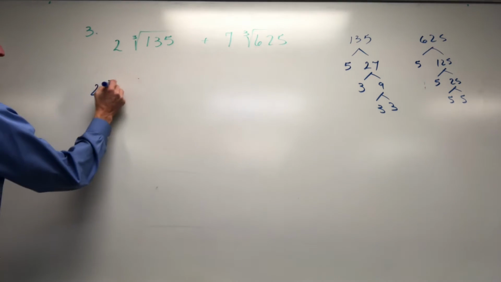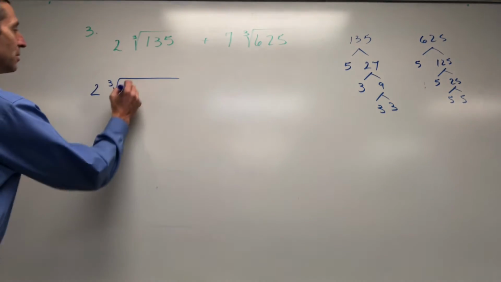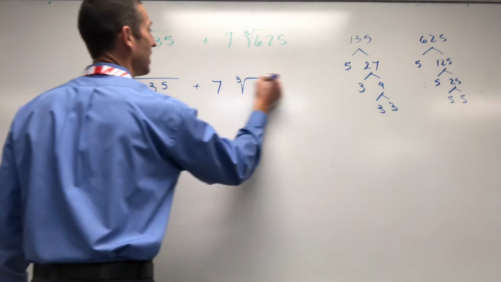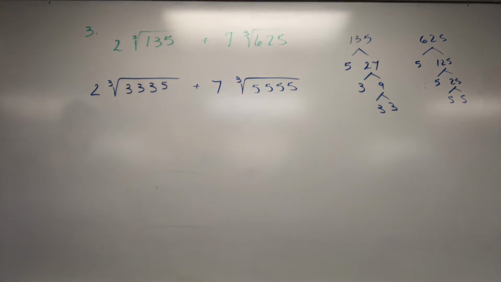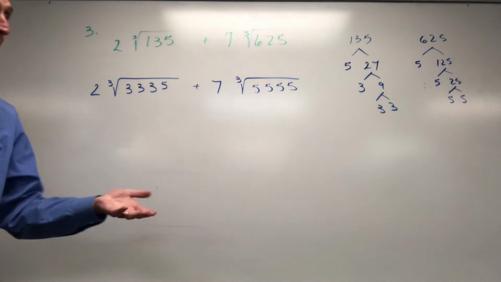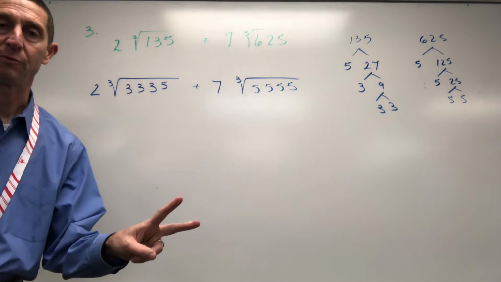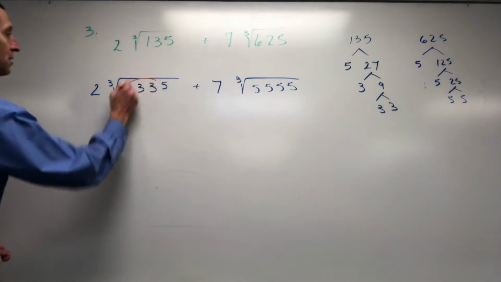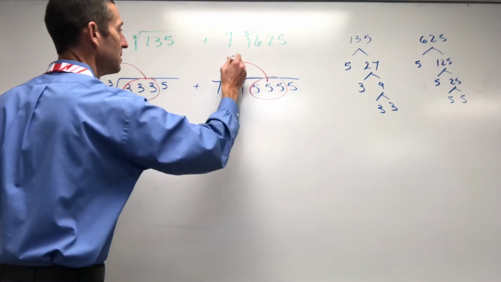Let's put it together. So we had 135, but he's gone. You're replacing that with a 3, a 3, a 3, and a 5. We had 625, but it's just all 5s. Okay, so process is still the same. We are still hunting, trying to find groups that match up, but now we're at cube root. So square roots, we're looking for 2 of a kind to get out of there. Cube root, 3 of a kind. So hunt you some 3 of a kinds. Here's 3 3s. Here's 3 5s. Grab it, get it out of there, grab it, get it out of there.